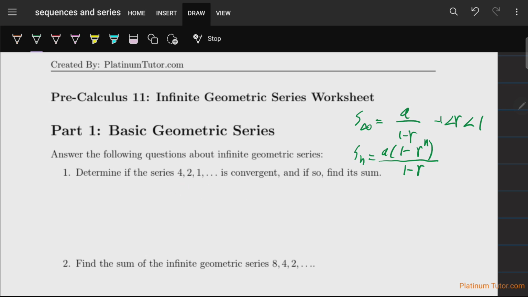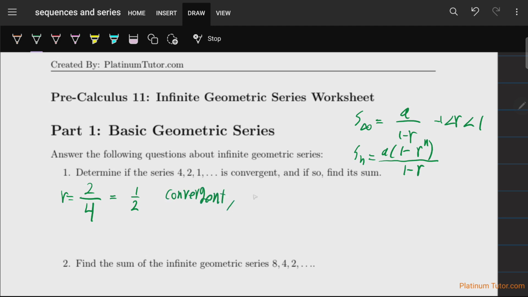And so the condition for an infinite geometric series being convergent was if the common ratio was between -1 and 1. So what's the common ratio here? Well, we can take one of the terms and divide it by the previous one. So in this case, 2 over 4, and we get that the common ratio is 1 over 2. Okay, this is between -1 and 1, so this is convergent.